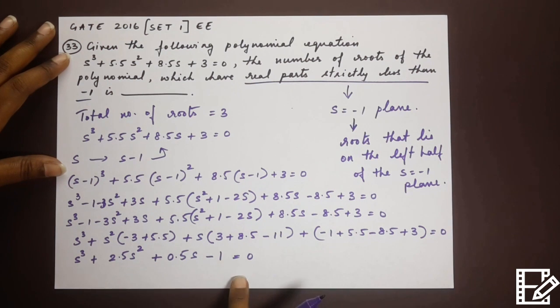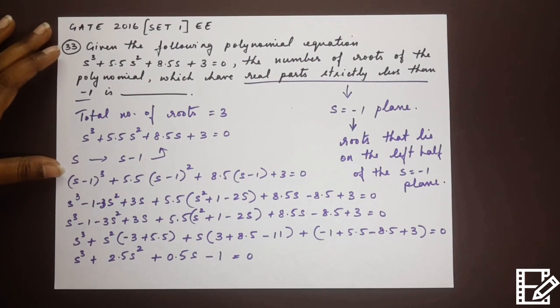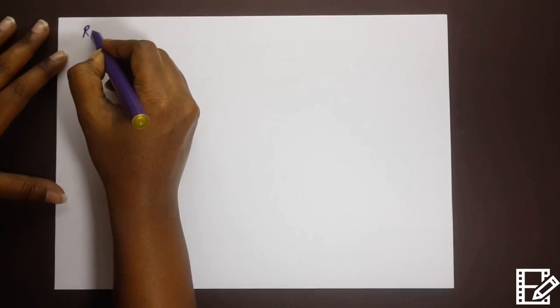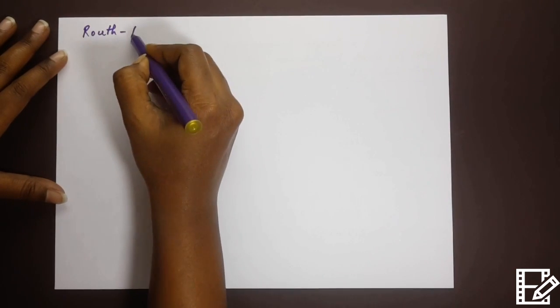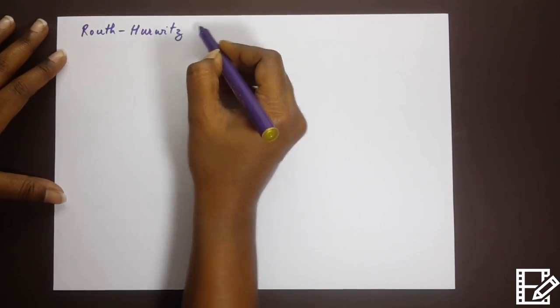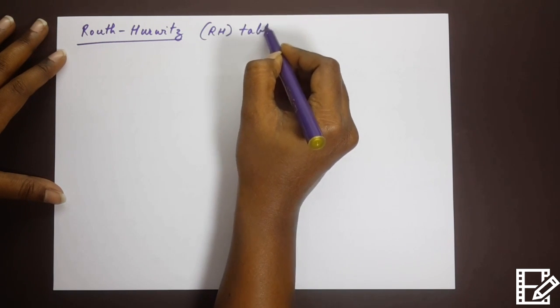Now that we have this equation, in order to find out how many roots lie on the right half and how many lie on the left, we will have to take the Routh-Hurwitz table. We will have to find the Routh-Hurwitz table. I'm assuming that you are already familiar with this, but either way we will go through it step by step. So the name is Routh Hurwitz. So that's basically our RH table.